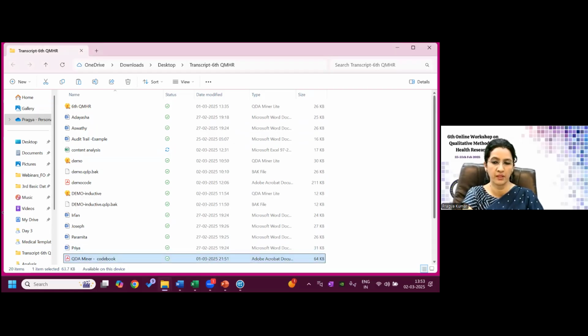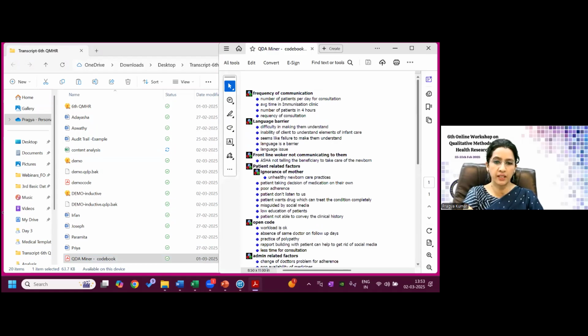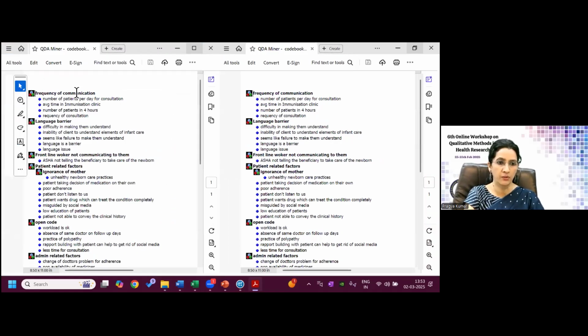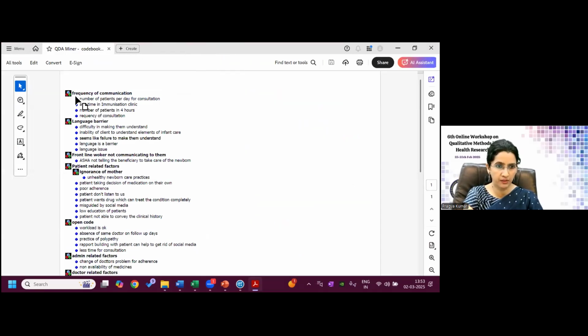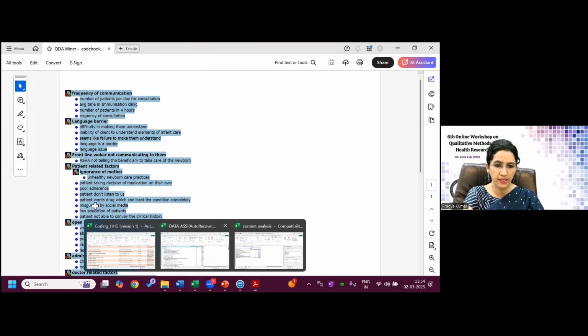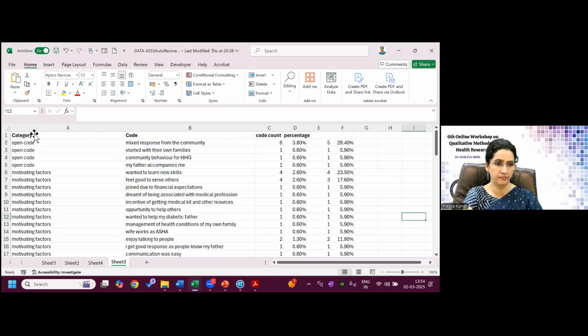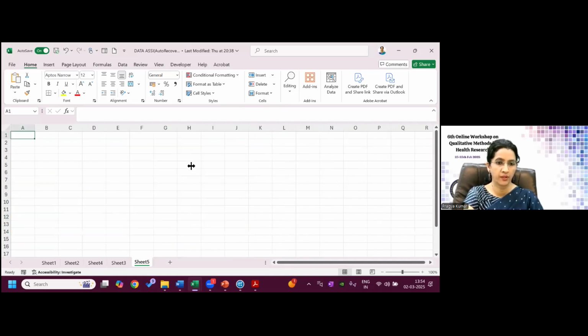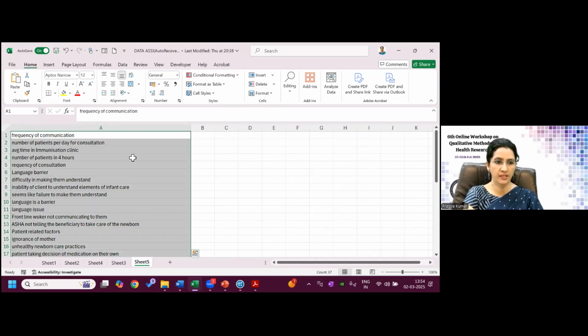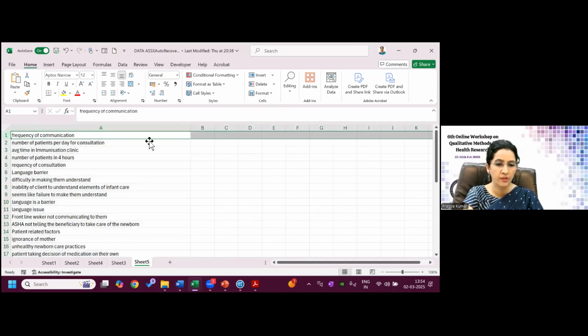The way we were creating the code here, you can see it's not inductive, rather deductive code. But let's say I will just copy this and paste it in an Excel sheet. I'm opening a new sheet and I have pasted this here. So just consider this as an open code, and then you can create the category over Excel also.